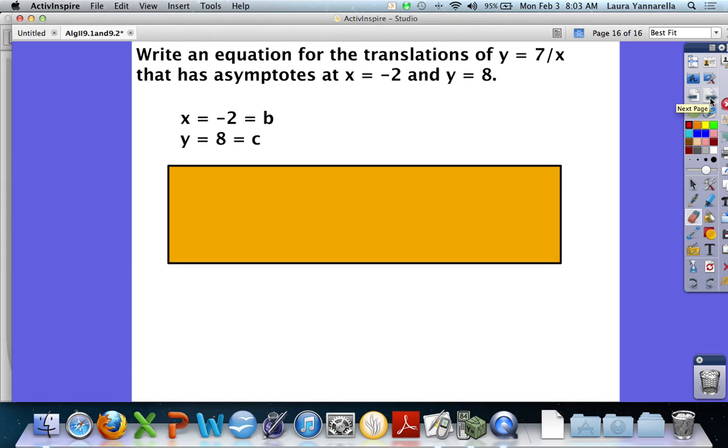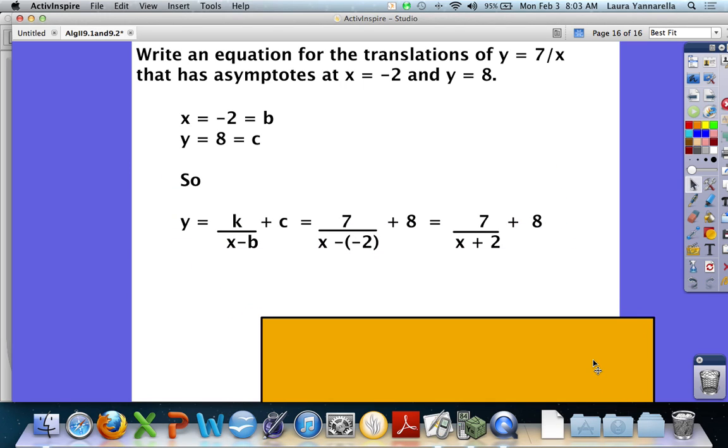And so if I were to ask you to write an equation of the translation of y equals 7 over x that has asymptotes at x equals negative 2 and y equals 8. All right? So if x equals negative 2, that's your b value, and if y equals 8, that's your c value. So you're basically going to plug those in to your b's and your c's. So negative 2 goes here, 8 goes here, and remember when you have minus a negative, that turns into a positive. So your new equation would be y equals 7 over quantity x plus 2 plus 8.